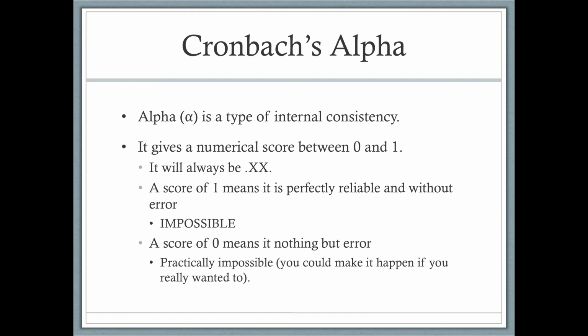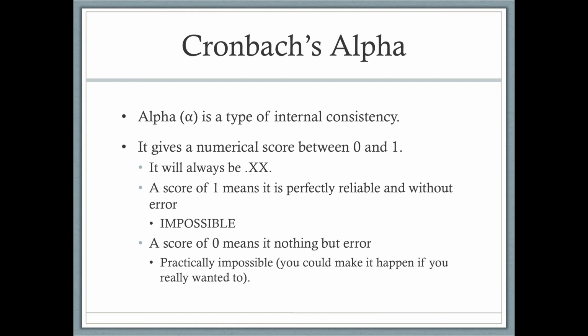And so when we run this one, we get what's called an alpha. Specifically, it's called Cronbach's alpha. It's the little fish guy. And it gives us a hard score. It gives us a number between 0 and 1, right? It's always going to be point something something. Now don't freak out because there's numbers.